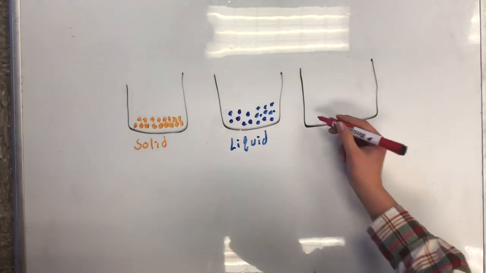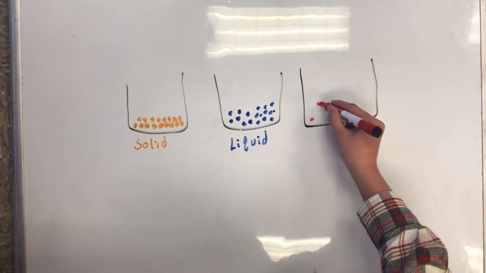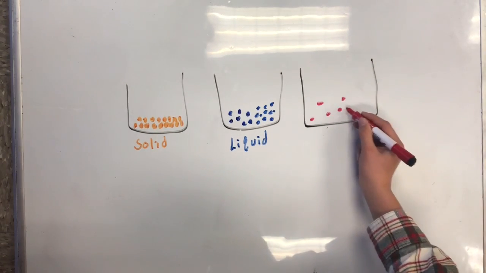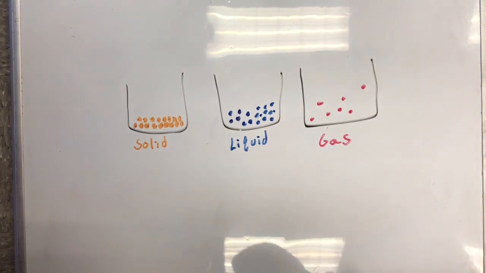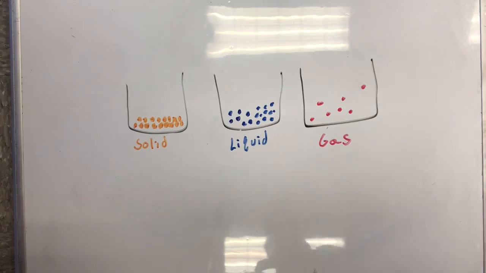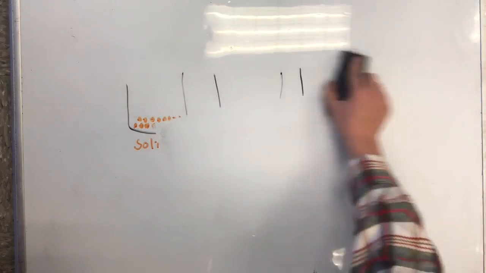And finally, gas is when the atoms are spread far apart and move around a lot. A gas will take the complete shape of the container it's in and is the hottest form. Liquids and gases are also collectively called fluids.